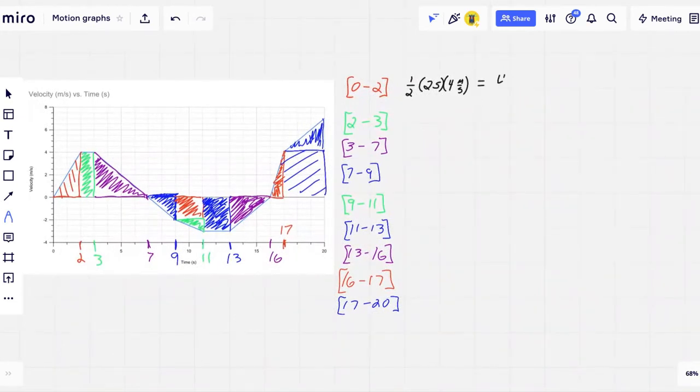I'm going to repeat that for all the different shapes until I have answers for all the different areas. Now, if I have a shape that's under the x-axis, that's going to be a negative displacement.